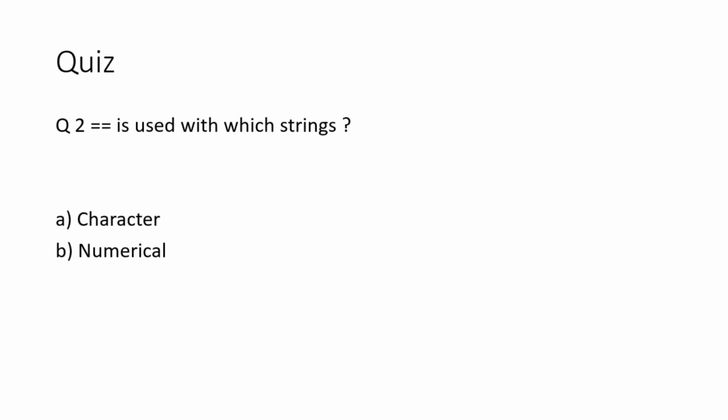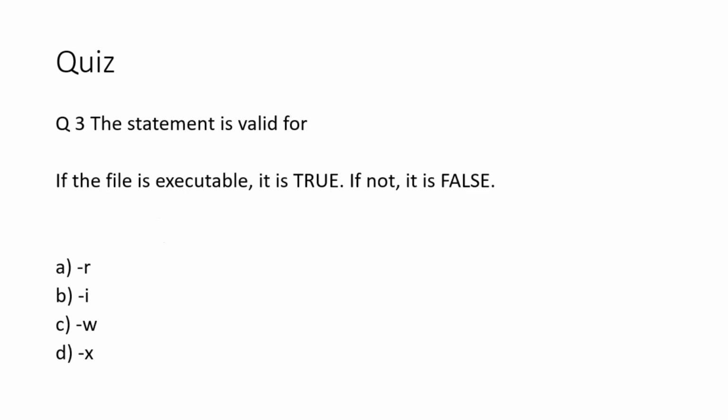Question number 2. Equal to is used with which strings? Your options are A character or numerical. Question number 3. The statement is valid for if the file is executable, it is true. If not, it is false. Your options are -r, -i, -w, -x.